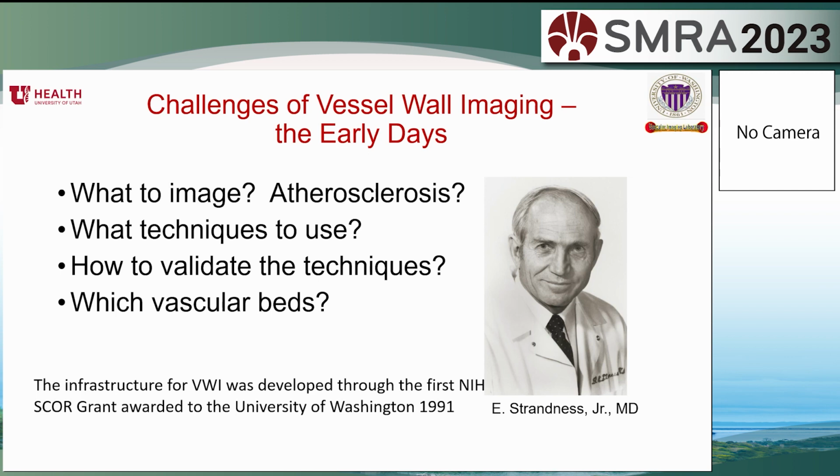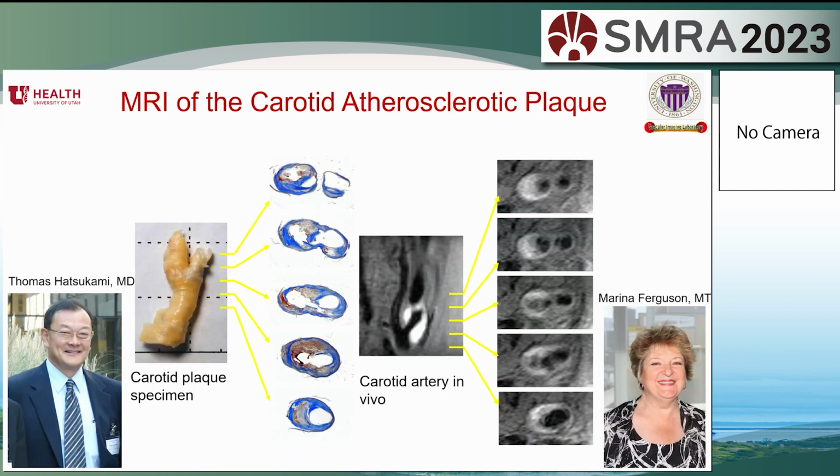When I started at the University of Washington, I was lucky enough to work with Dr. Eugene Strandness. He was a vascular surgeon. He had a SCORE grant, as listed here. The SCORE grant was probably the first one trying to use imaging to image atherosclerosis, but the program itself was entirely ultrasound-based. That was the beginning point of MR's involvement with vessel wall imaging.